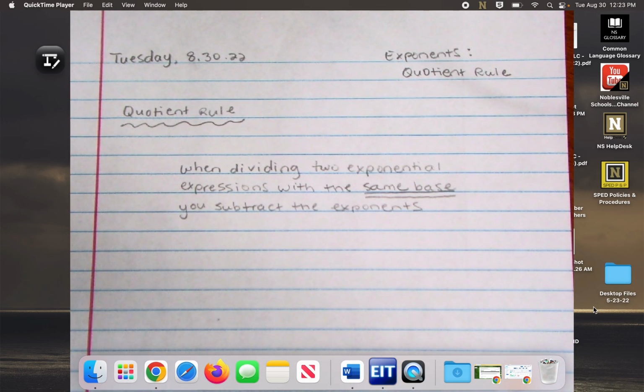Okay. So very similar situation, except this time we are subtracting. The base is not changed at all.